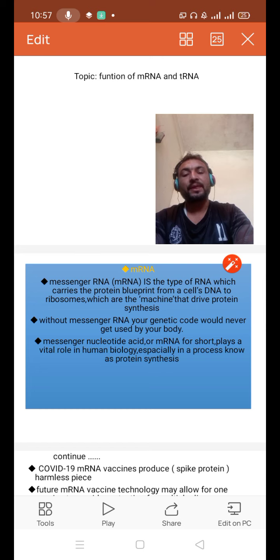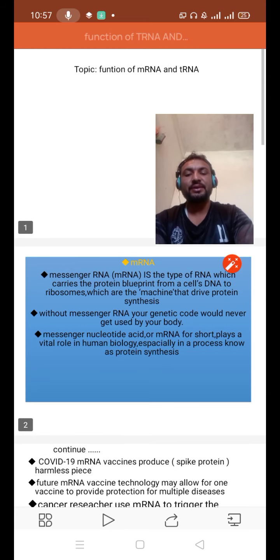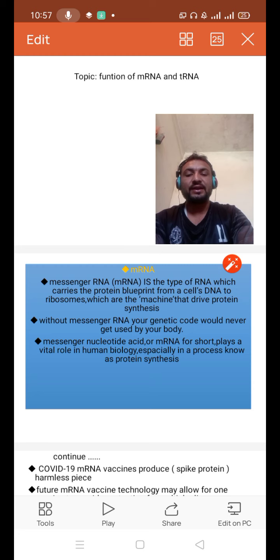Because the messenger RNA consists of the codes which are formed from the DNA, the messenger RNA is the personal assistant of the DNA, which carries the instructions given by the DNA. This messenger RNA carries the instructions from the nucleus to the cytoplasm, where the ribosomes help to decode the codons in the messenger RNA.